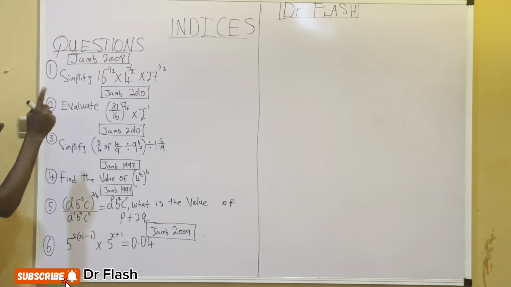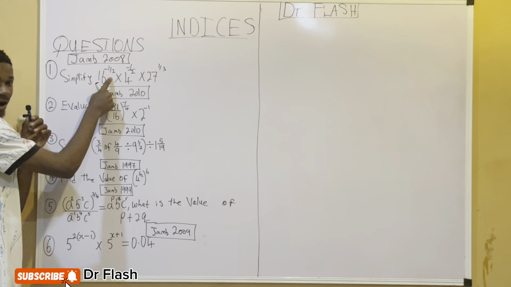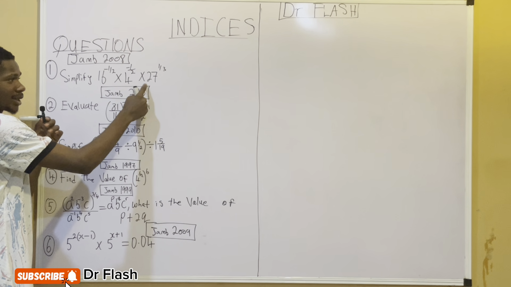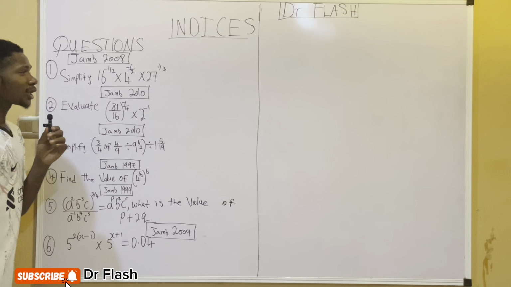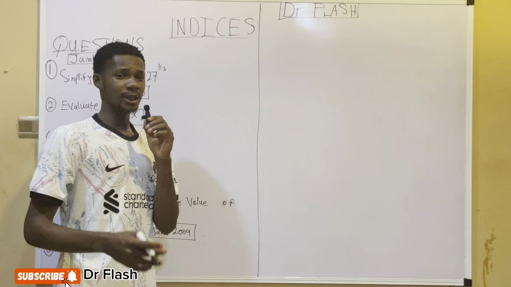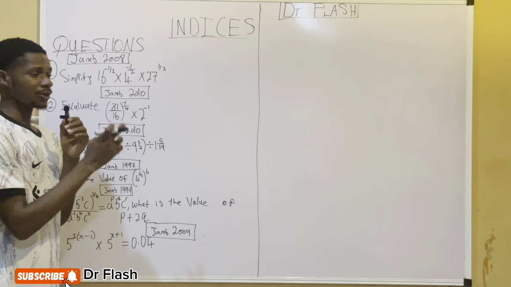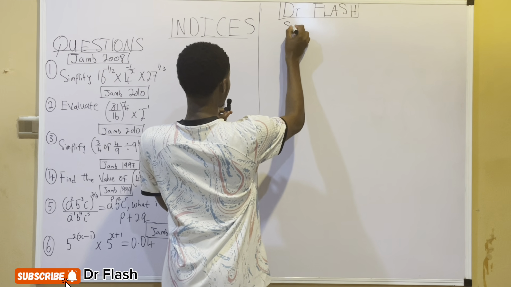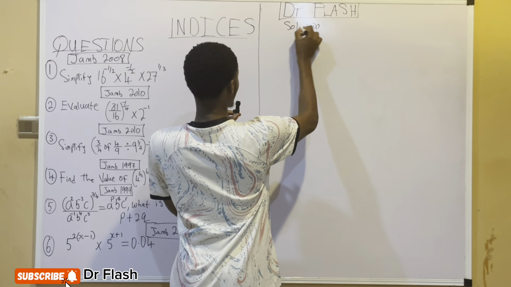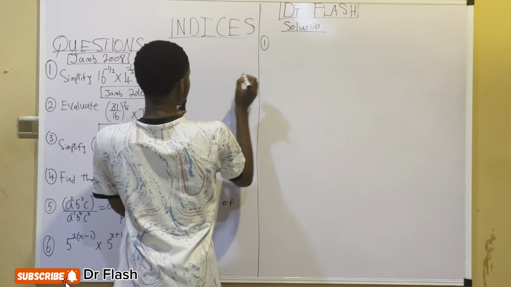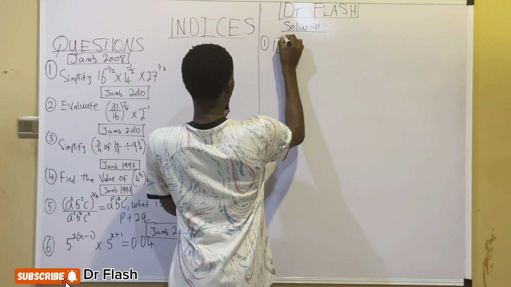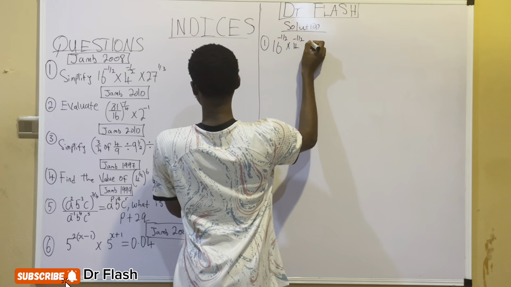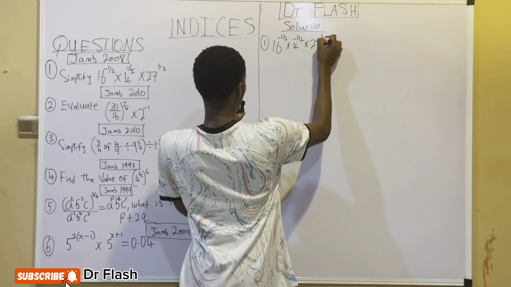Now the first question says simplify 16 to the power of minus 1/2 times 4 to the power of minus 1/2 times 27 to the power of 1/3. To simplify this, of course, we are going to apply the laws of indices that we practiced a few seconds ago. To solve this first question, I'll write solution. The question is 16 raised to power minus 1 over 2, times 4 raised to power minus 1 over 2, times 27 raised to power 1 over 3.